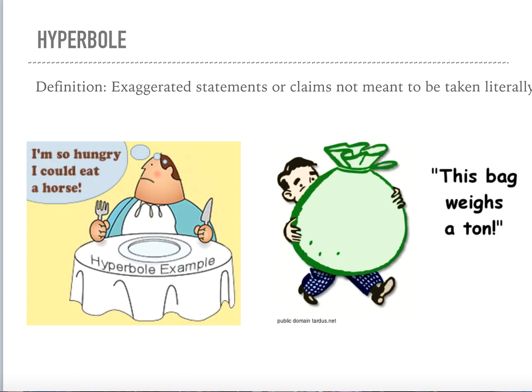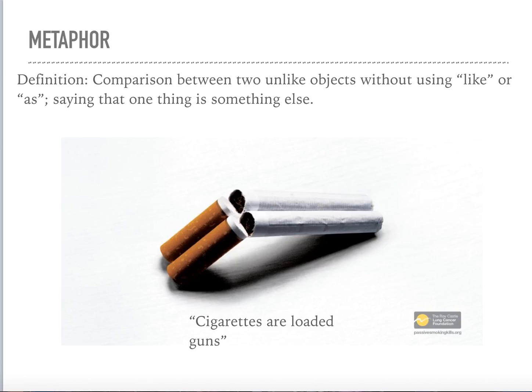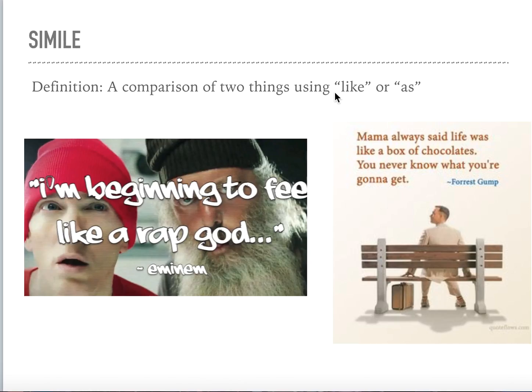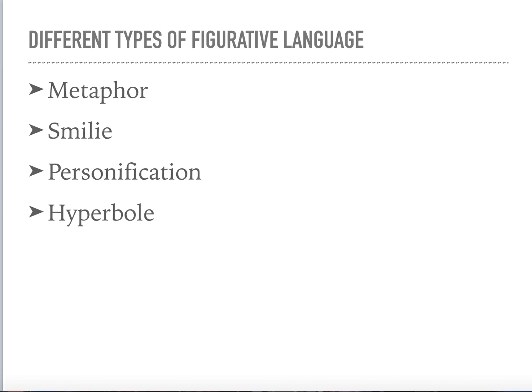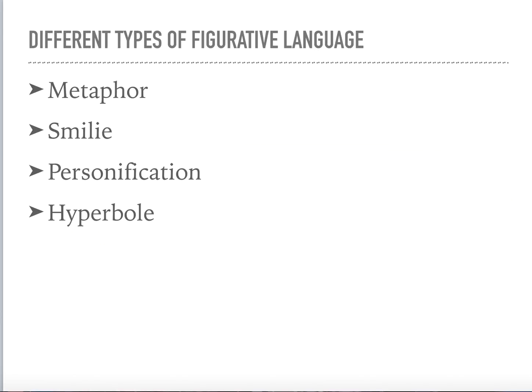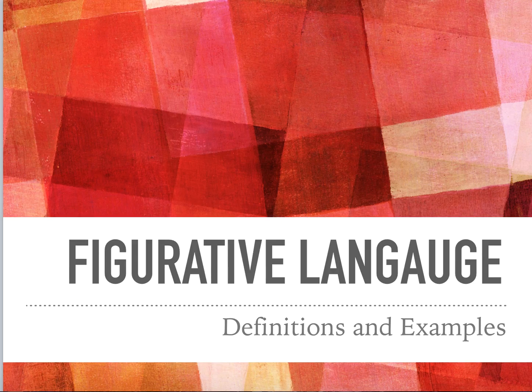Okay? So just to review, we went over what a metaphor was: a comparison between two unlike objects without using like or as. We went over what a simile is, which is a comparison of two things using like or as. We went over what personification is, which is giving human qualities to animals or objects. And finally, we went over what a hyperbole is, which is an exaggerated statement or claim not meant to be taken literally. So hopefully you guys learned something new today about figurative language and how it is used in literature today.